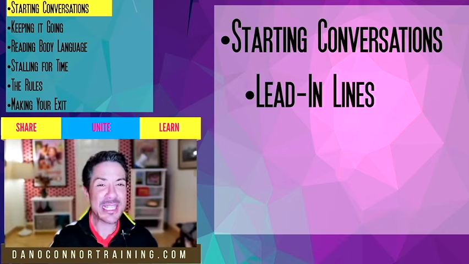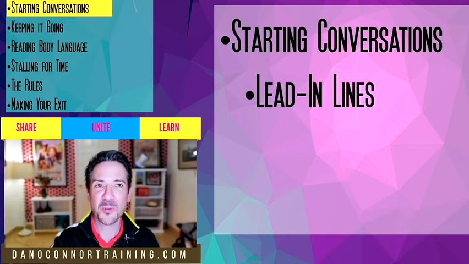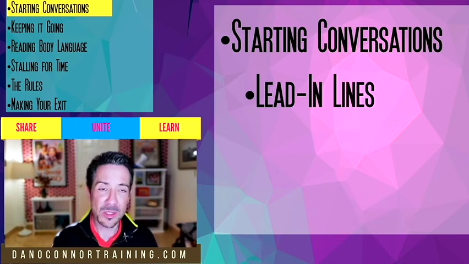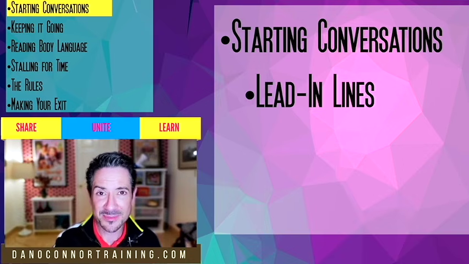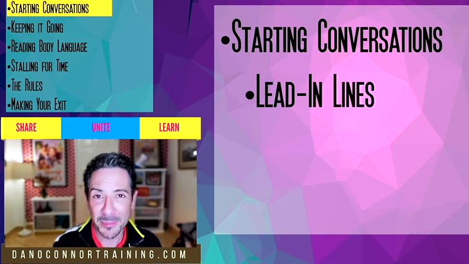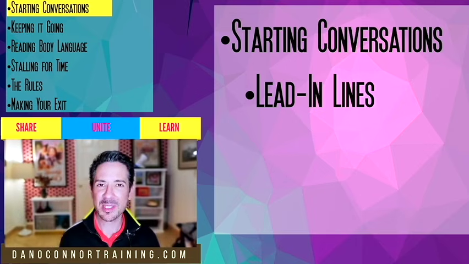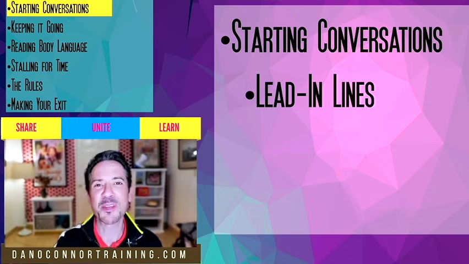But instead, look at the difference between these 2 questions. Where do you work? When somebody asks you, where do you work? What do you want to say? Oh, what do you do? Where are you from? Now compare those with, so tell me about what you do. So tell me about where you work. So tell me about where you're from.